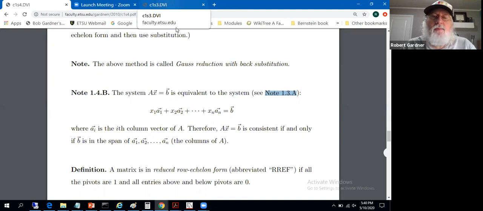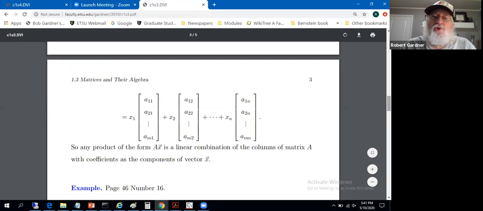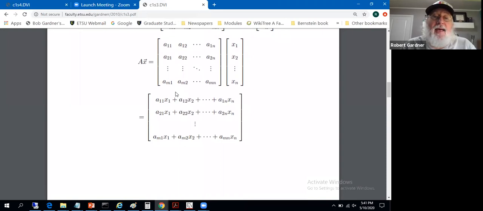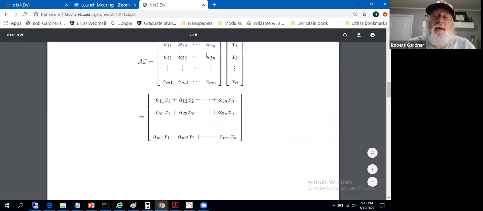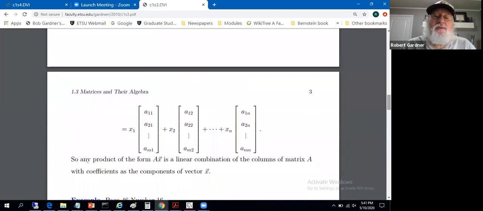So let me jump back to section 1.3. Happen to have it right here. Pages 2 and 3. We had looked at AX, matrix A, same notation we're using now. Vector X, same notation we're using now. You did your row times column thing. Produced this matrix, and then we peeled it apart as this linear combination of, well, matrices or vectors. Usually call them column vectors, but they're matrices as well. So we get from that manipulation that AX is a linear combination of the columns of matrix A. Let's highlight it. AX is a linear combination of the columns of matrix A with coefficients being the components of vector X. That's what we just said.